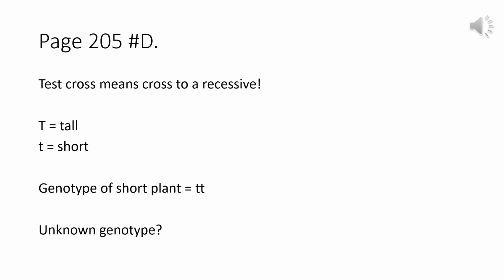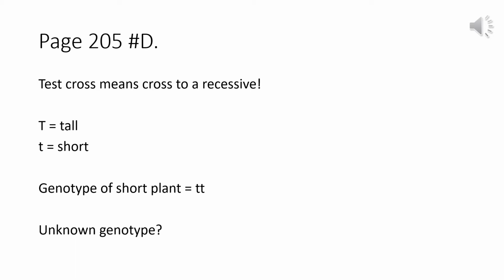The next question on page 205, letter D, says a test cross crosses a homozygous recessive parent to a parent of an unknown genotype. Thus, the unknown genotype can be determined. We've got some codes here again. If you're talking about a test cross, that basically means cross a dominant to a recessive. The test in the test cross is the recessive.